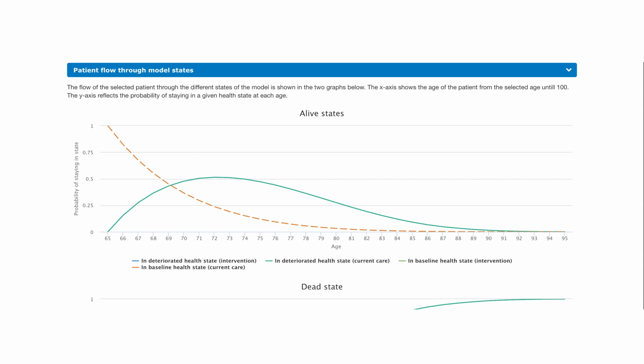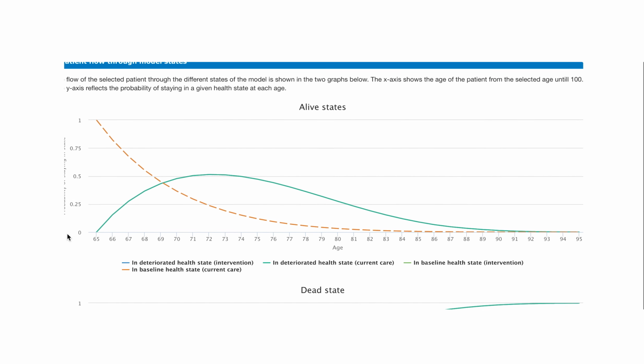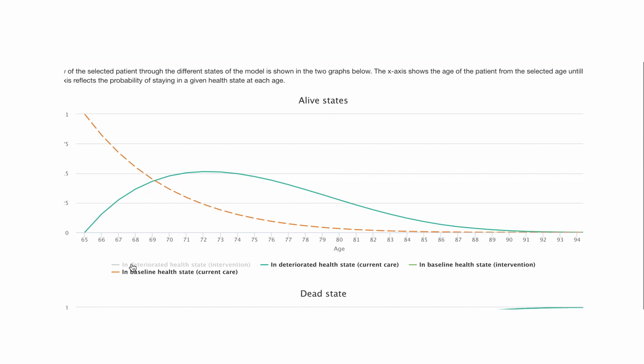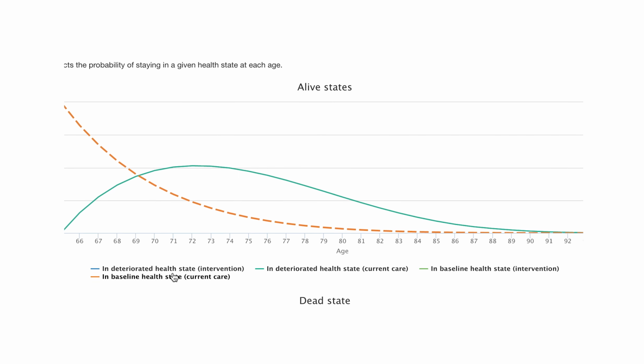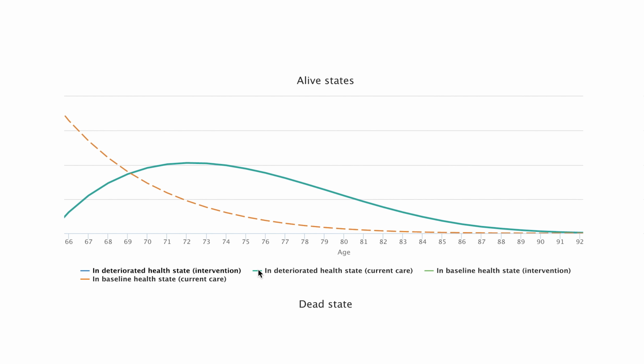The last section, patient flow through model states, displays two graphs. Both graphs illustrate the probability that a patient would stay in a particular health state when using the intervention or standard care. It aims to help the user better understand the transition probabilities that are used in the model simulation. The first graph depicts the probability of each given age group to stay in either the baseline health state or the deteriorated when using the intervention or standard care.